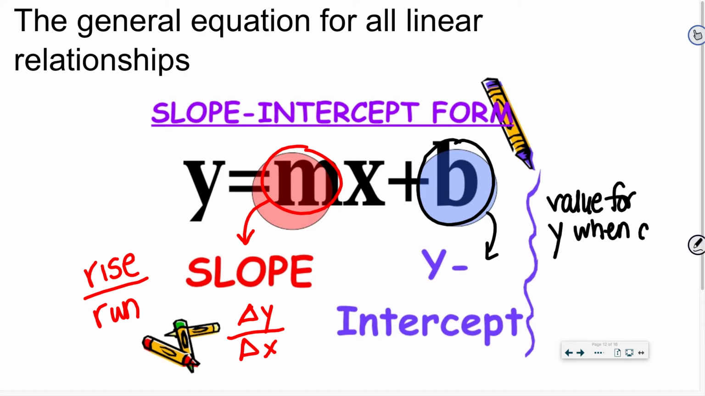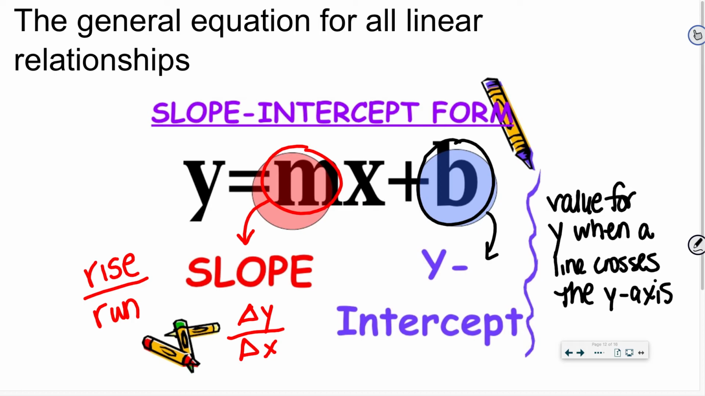That is the value for y when a line crosses the y-axis. So everybody take one quick minute and fill this out.